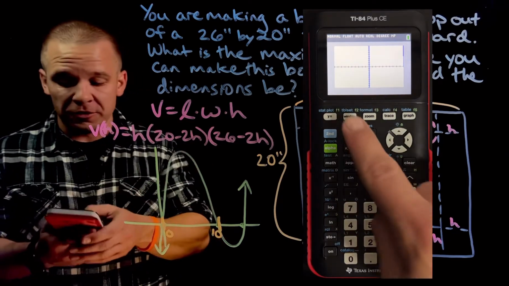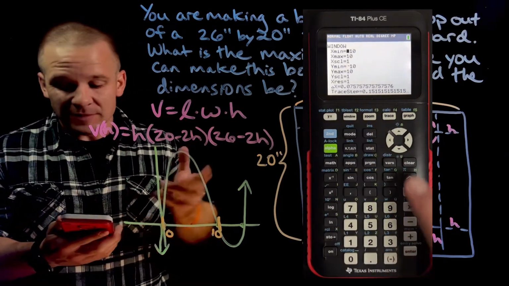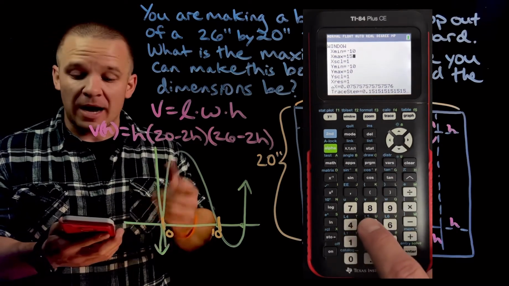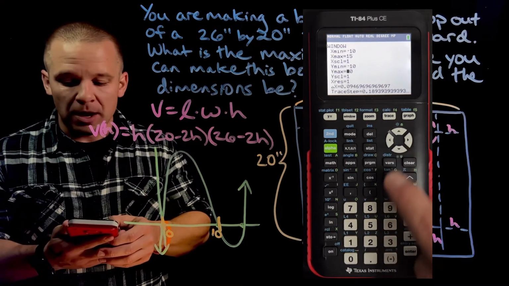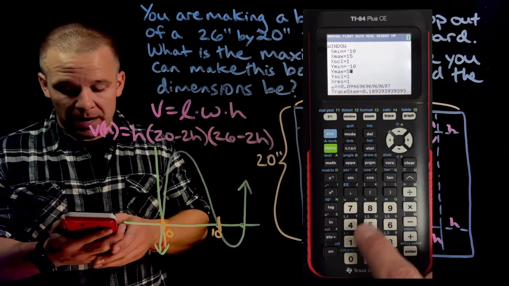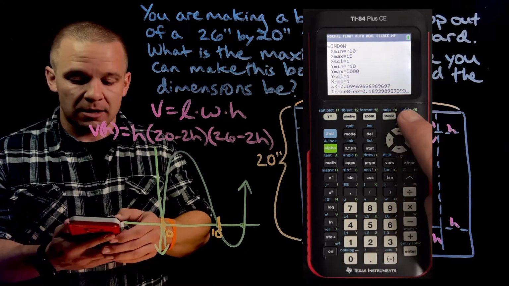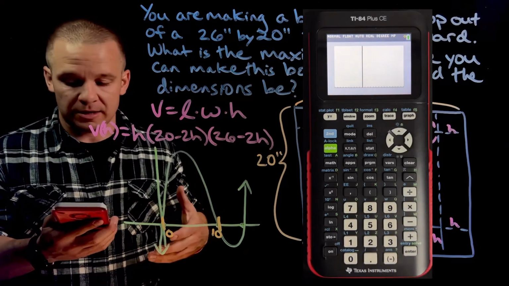I'm going to go a little bit further to the right. I'm going to hit window, and I'm going to go with 15 for my max. For my X max, excuse me. And then for my Y max, I'm just going to go for it, man. Let's go to like 5,000, okay? I'm going to hit graph. Let's see if we can see this thing. Maybe.